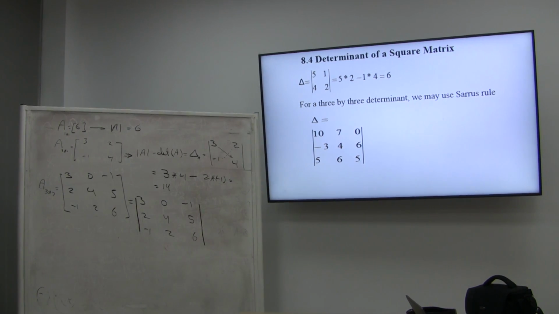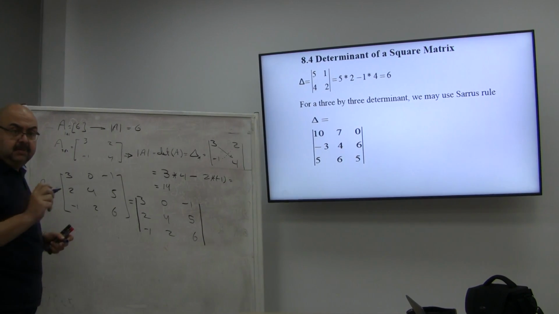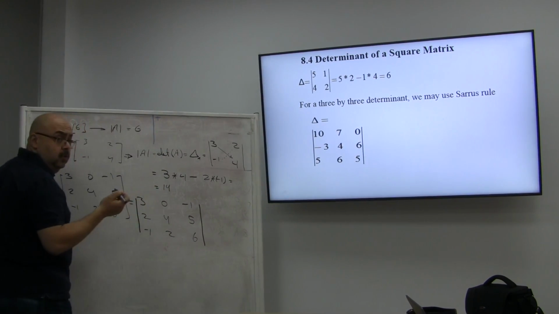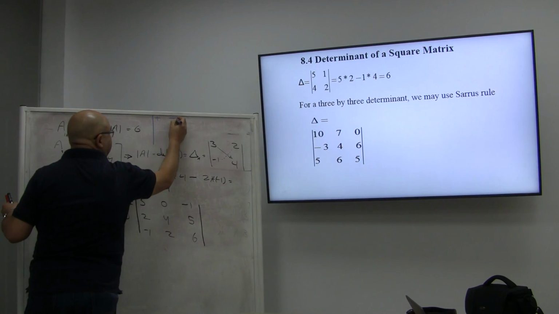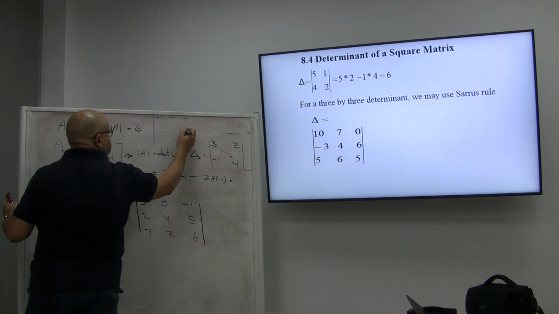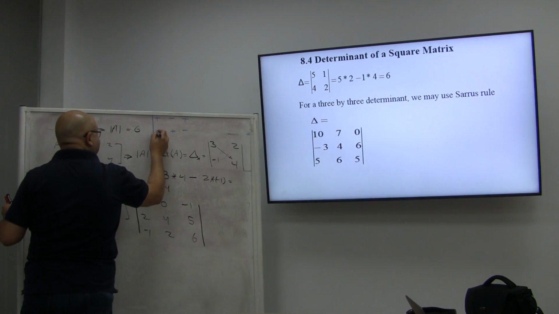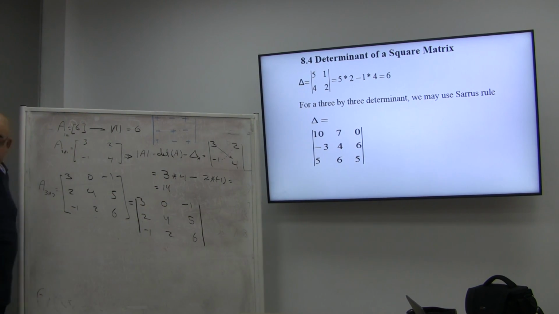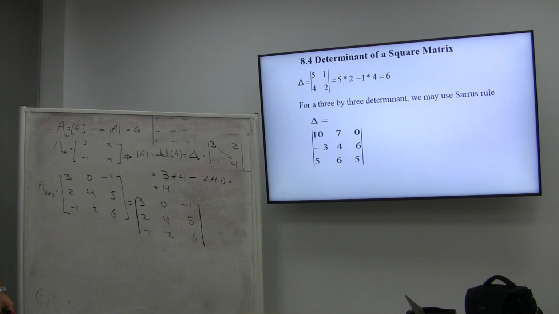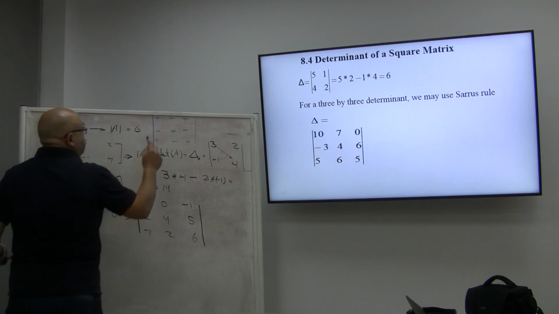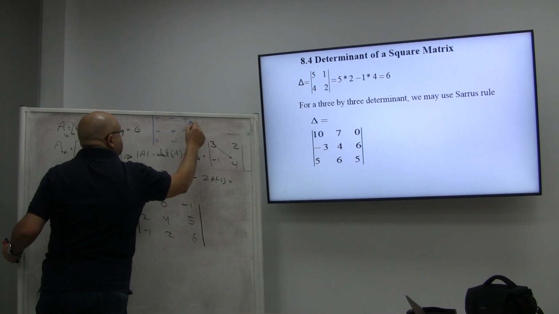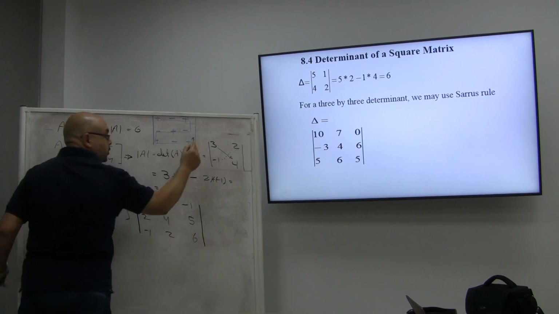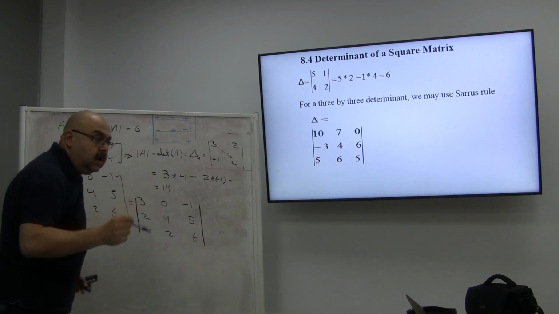The sign rule states that we start with a positive sign, then negative, positive, then negative, positive, negative, positive, negative, positive. If you notice, we are moving in a zigzag. So we go like this, then go down for the second row, the same way, then go down, and so on. We move in a zigzag, either in a row or a column.